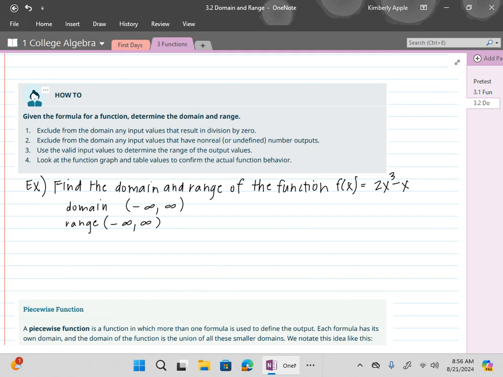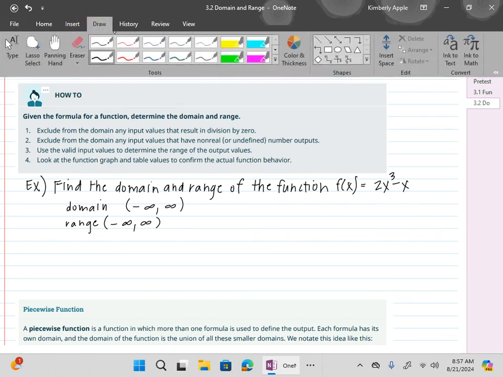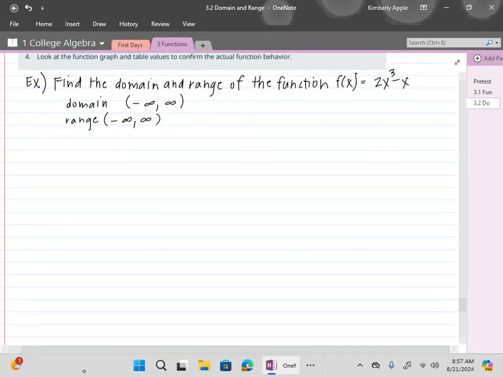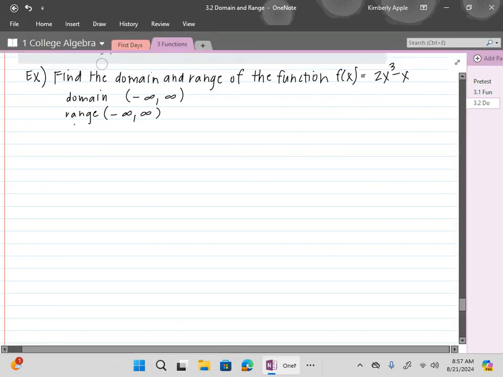Look at the function graph and the table values to confirm. What tool on your Chromebook might you use to graph this and take a look at it? Desmos, right? Let's go again, and put some space in. I will encourage you, as you're working through your problem set, to check your work using Desmos. Just to get a visual, especially when it's a super weird function that you can't visualize on your own like this one. All right, let's do find the domain and range.